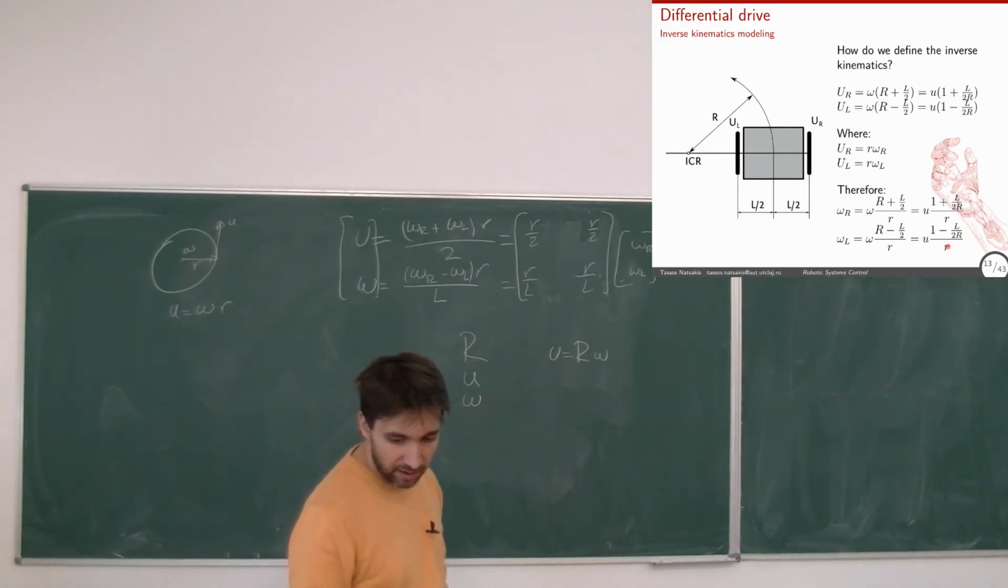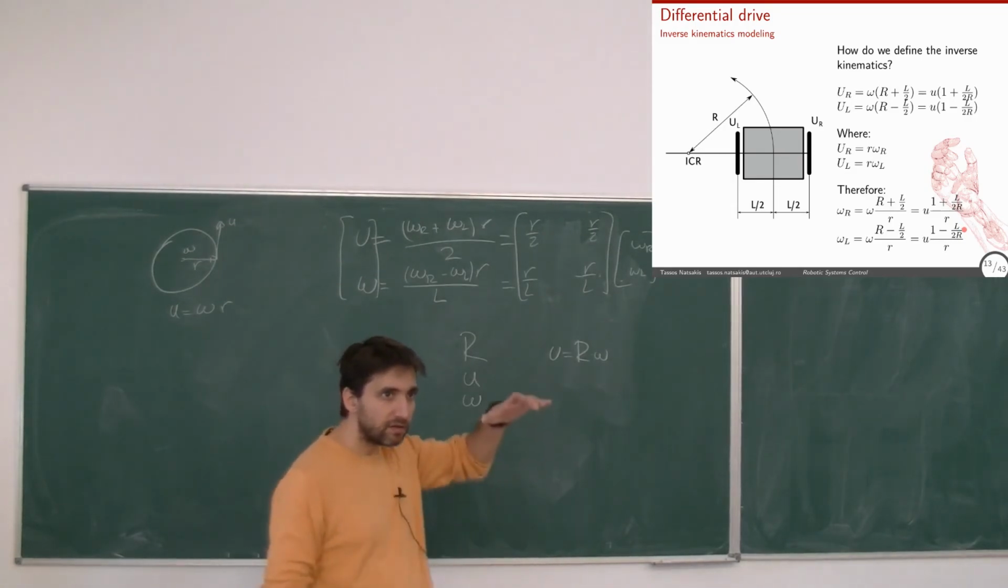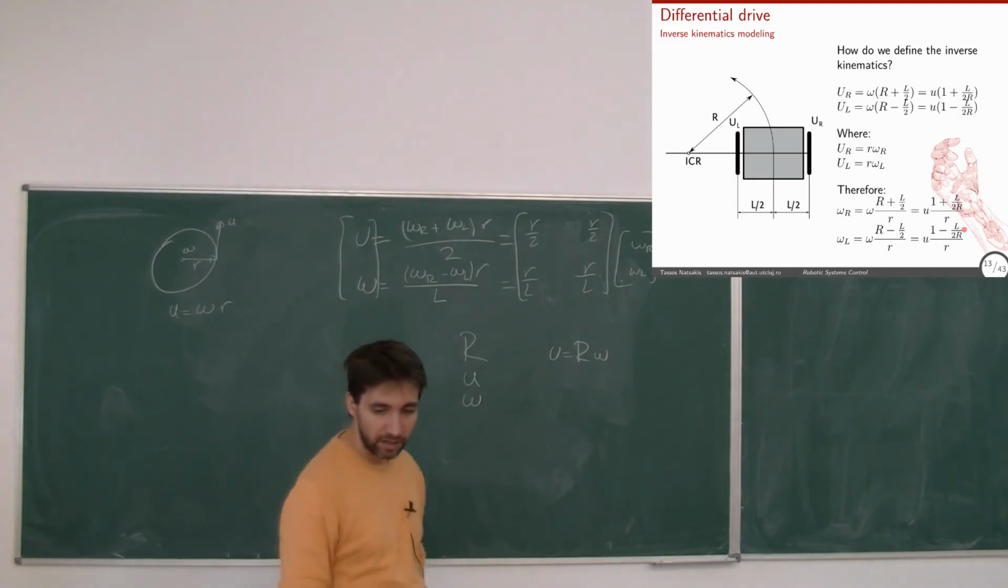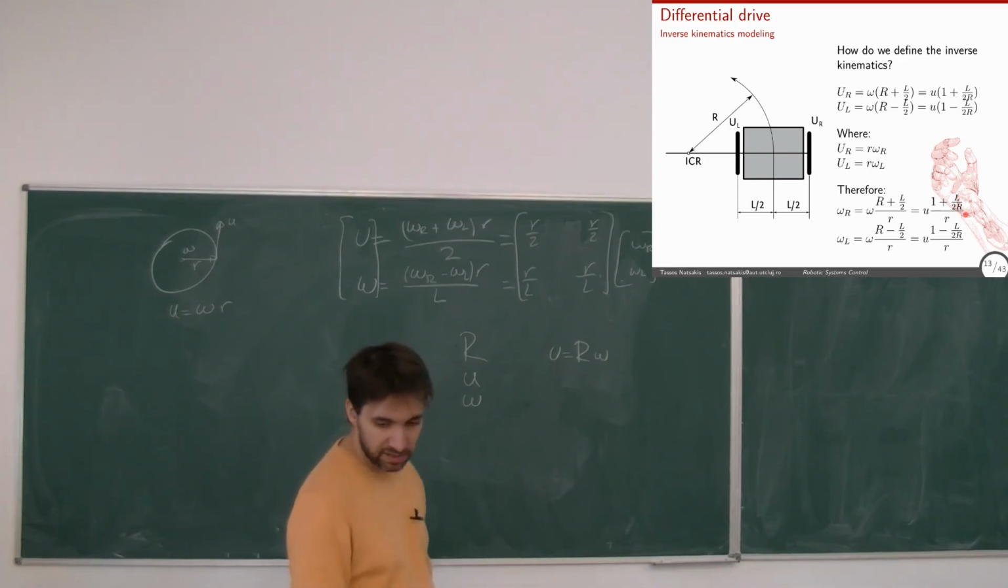But this r and this L are design constraints of the robot. The robot has a specific radius of the wheel, and it has a specific length. What I choose by choosing the trajectory is this big R, and then I can choose the U and the omega. The U or the omega.